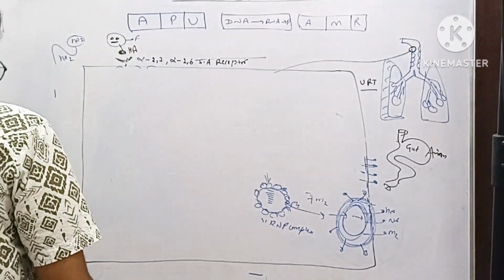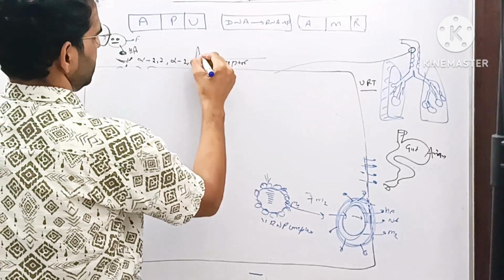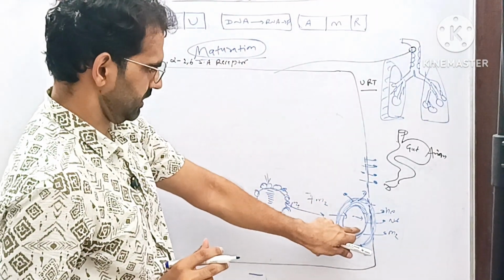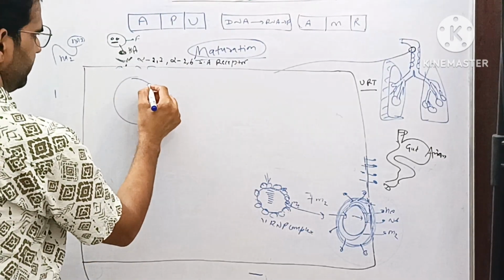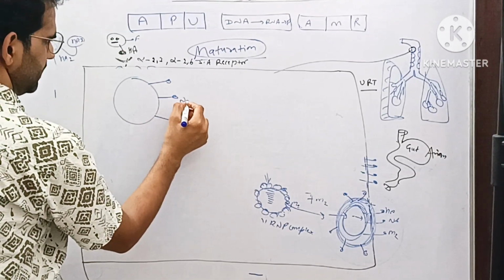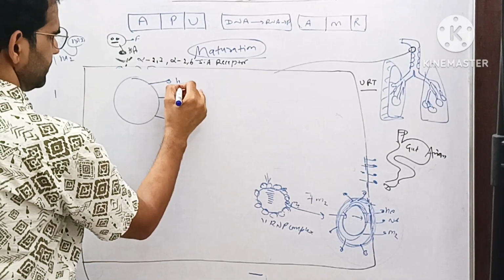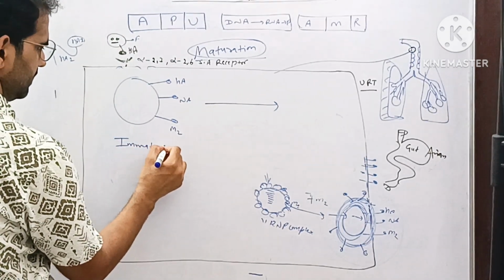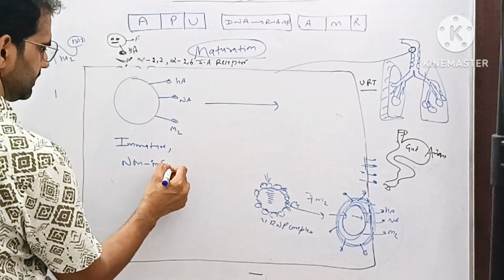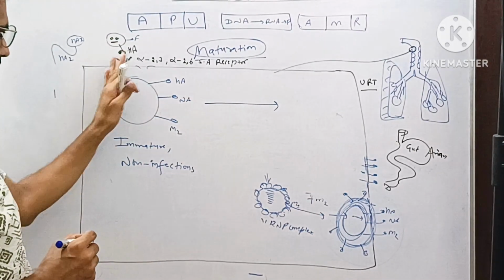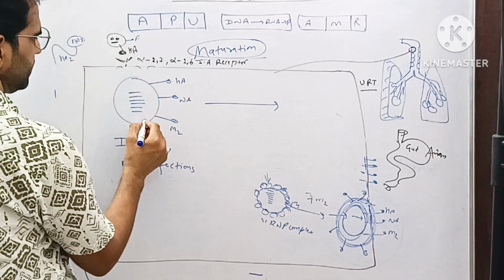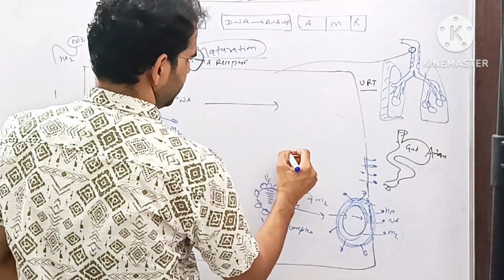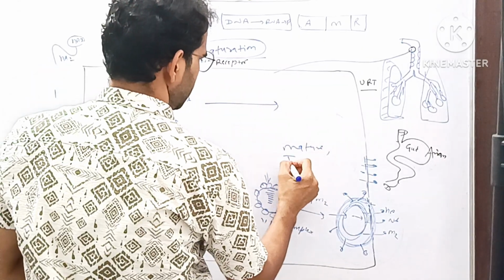So after assembly, our next step is the maturation step. Maturation means this virus particle is having the surface glycoproteins NA, M2 and HA. This particle is immature. This is non-infectious. So some structural changes will take place and it will convert it into an infectious one. It will become mature. It will become infectious.